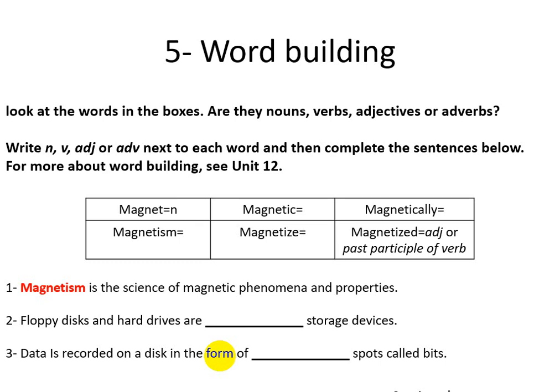Okay. Now floppy disks and hard drives are, you know the answer. Data is recorded on a disk in the form of, and so on. So answer the rest of the questions, and you need to put the letter, verb, noun, adjective, adverb, in front of the words in the box. Okay, يعني جيبوا على الكلمات اللي في الصندوق تحطوا الحرف هل هو فعل هل هو صفة هل هو اسم إلى غير ذلك وبعدين جاوبوا على السؤالين هذول. أوكي كمل الجملة إكمال الجملة إن شاء الله.